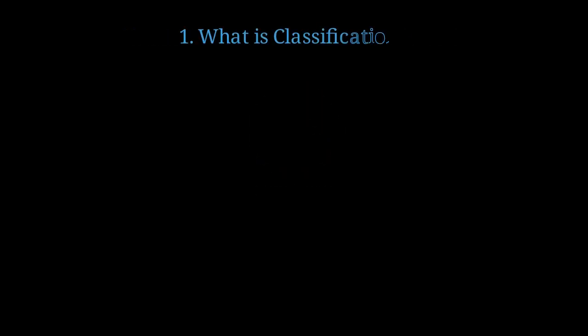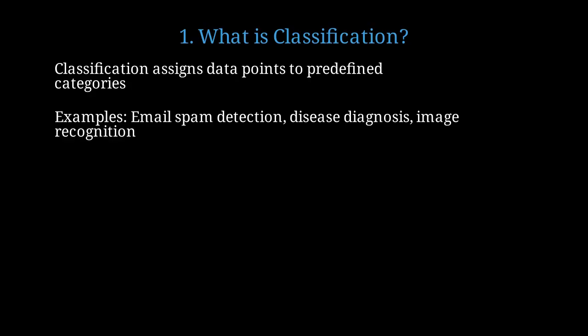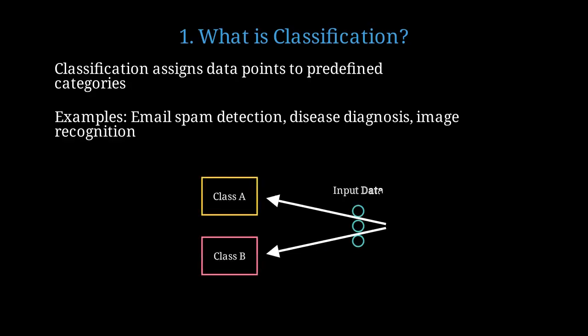Let's start with the basics of what classification actually means. Classification is about assigning data points to predefined categories or classes. Think of spam detection in email, diagnosing diseases, or recognizing objects in images. The model takes input data and predicts which class it belongs to, like sorting items into box A or box B.